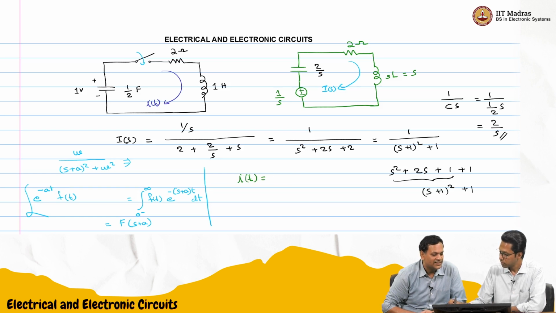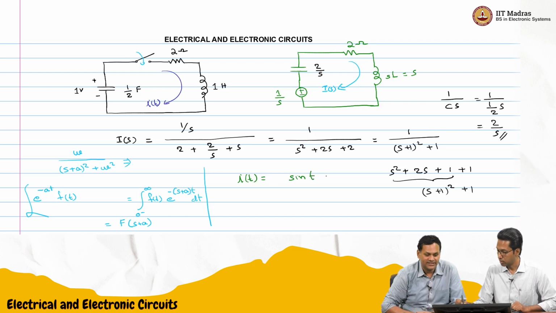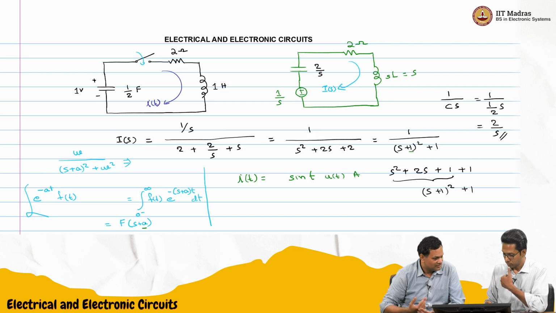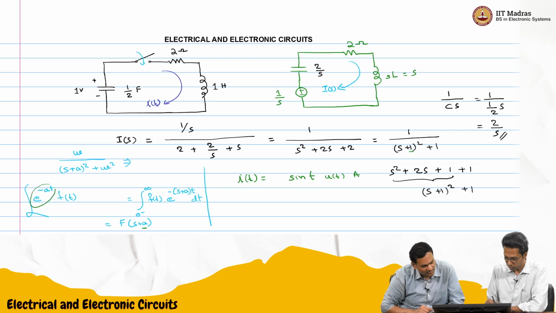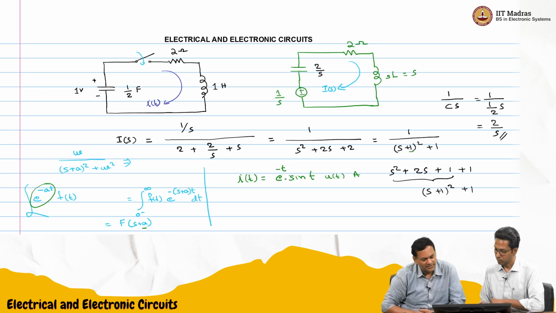What you are saying is, if the 1 was not there, it would have been sin omega t u of t, where omega is 1, so sin t u of t. Now this 1 is there, that means s had a plus 1. So there will be an e power minus at, and a is 1 here, so e power minus t sin t u of t.